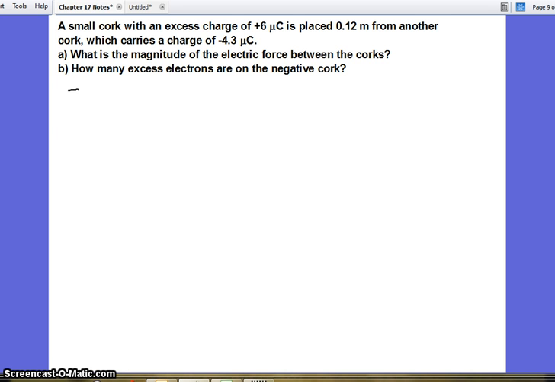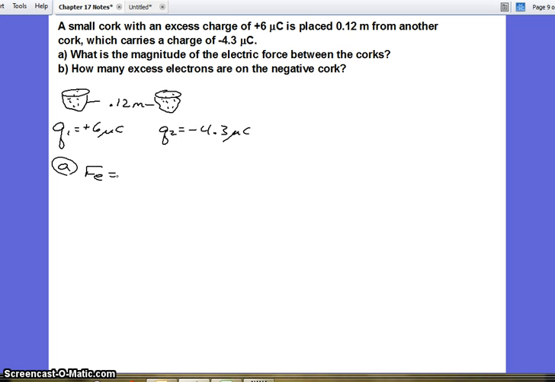So I'll start with a diagram. So here I have one cork, and here I have another one. And we have that they are a distance of 0.12 meters from each other. We have that the charge of the first object is positive 6 microcoulombs, and the charge of the second object is negative 4.3 microcoulombs. And we were asked to find for letter A what the electric force is.